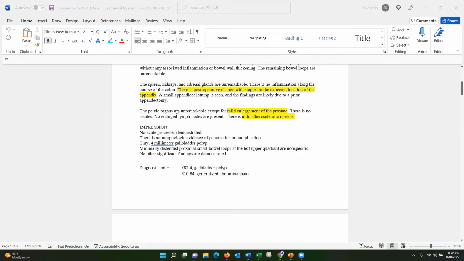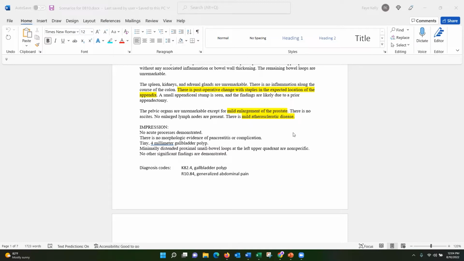All right, so the pelvic organs are unremarkable except for a mild enlargement of the prostate. Still, there's no mention of any treatment. It's just a finding. And there is mild atherosclerotic disease. Atherosclerosis just means hardening of the arteries. So we don't have anything definitive here. We don't have any follow-up treatment. We don't have a diagnosis in our pre-existing diagnosis. And when we get to impression, we don't have a mention of that either.